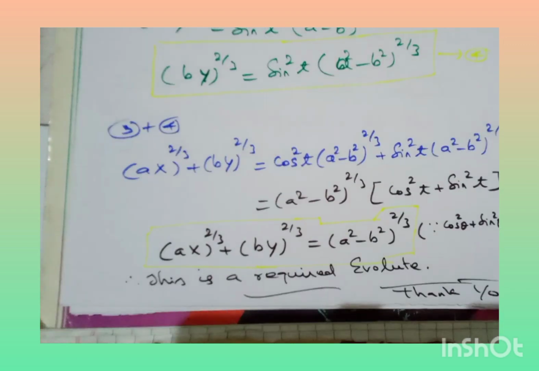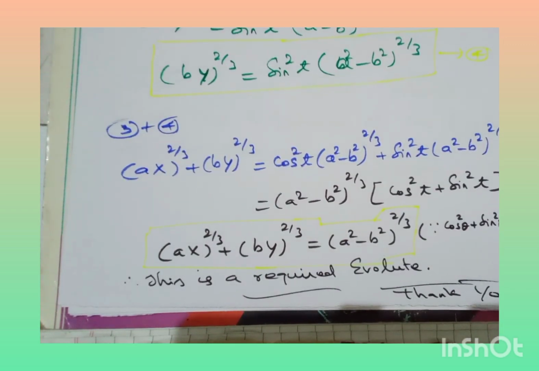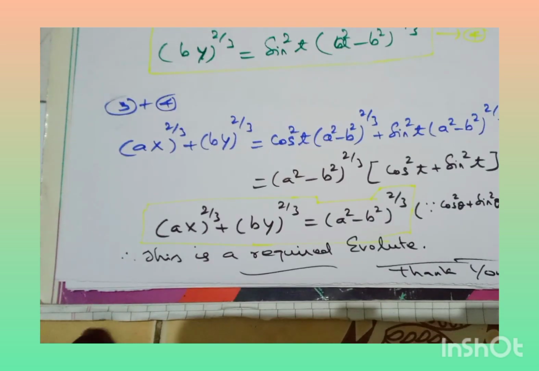I get (ax) whole power 2 by 3 plus (by) power 2 by 3 is equal to cos squared t (a squared minus b squared) power 2 by 3, plus sin squared t. And then I can take (a squared minus b squared) power 2 by 3 outside. It will be cos squared t plus sin squared t. And the left side (ax) whole power 2 by 3 plus (by) power 2 by 3 is equal to (a squared minus b squared) power 2 by 3, and then cos squared t plus sin squared t will be 1, we already know. So this is the required evolute of the given ellipse, isn't it?